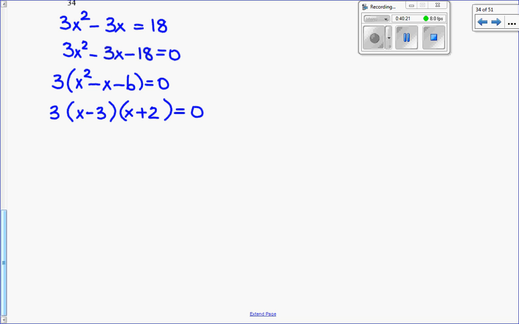Now remember what I've said before, once you get it to that factored point and you think you're right, always, always, always double check it, multiply it back out in your head and make sure you end up with what you started with. We want to get this. So x times x is x squared. 2x minus 3x gives us this middle term, negative 1x. And negative 3 times positive 2 will give us this negative 6. So we're good. Now, like before, this term can't be equal to 0.